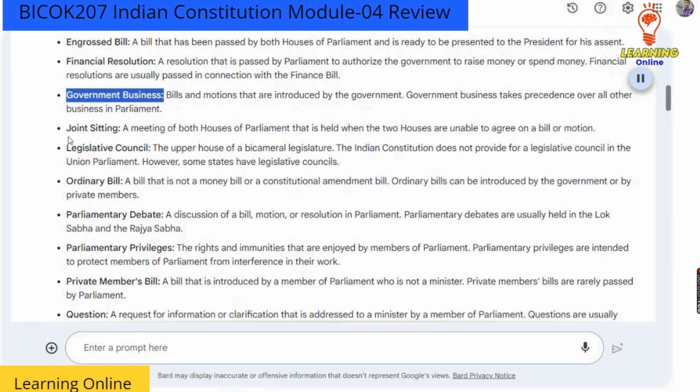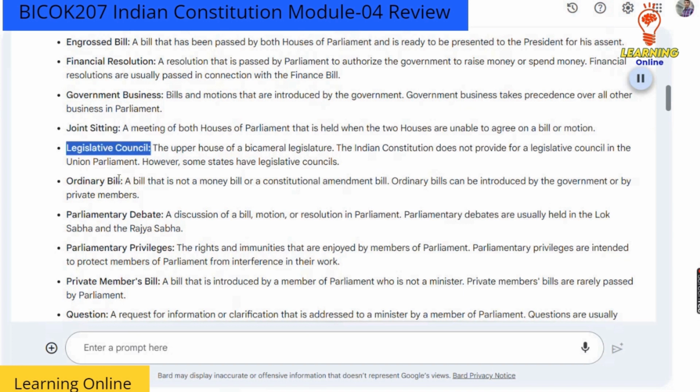Government business, bills and motions that are introduced by the government. Government business takes precedence over all other business in parliament. Joint sitting, a meeting of both houses of parliament that is held when the two houses are unable to agree on a bill or motion.